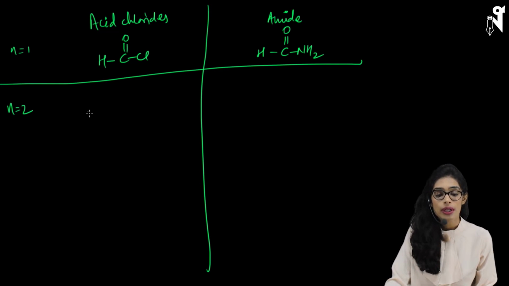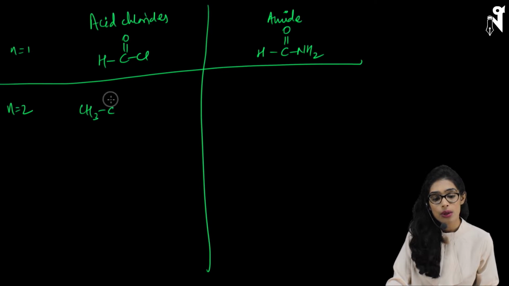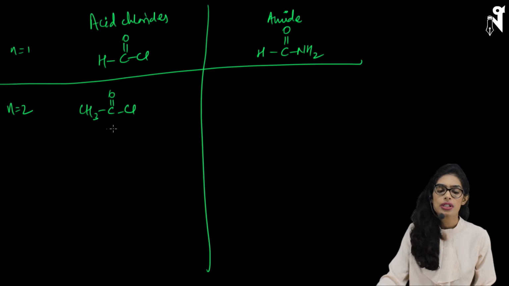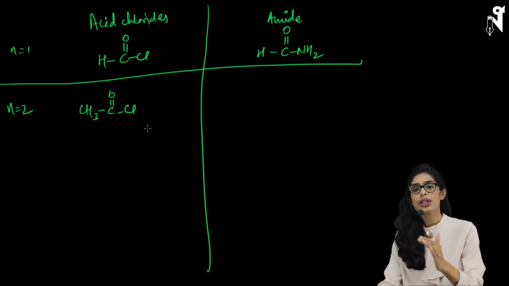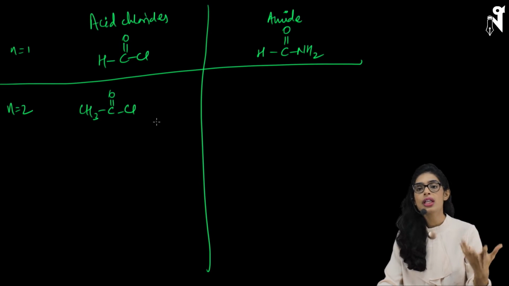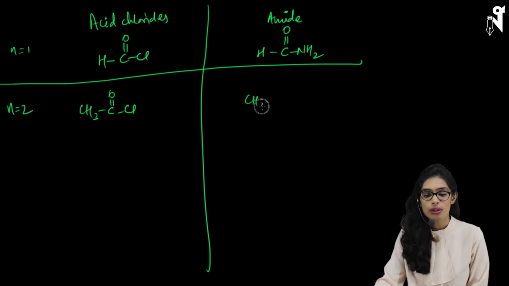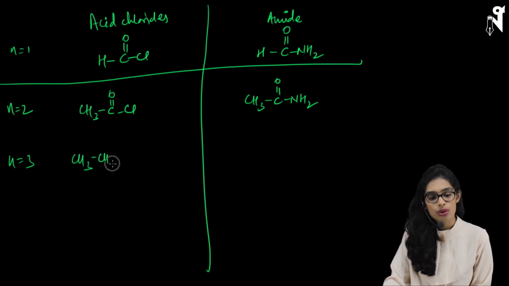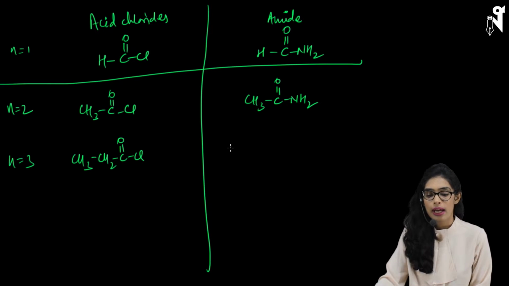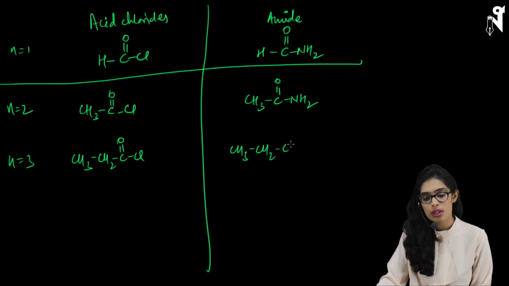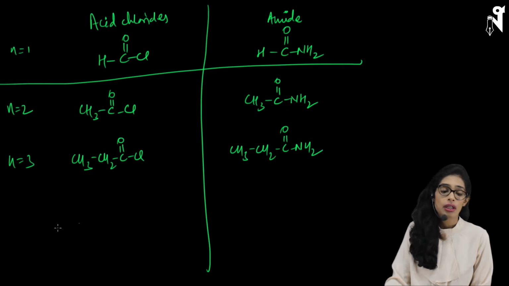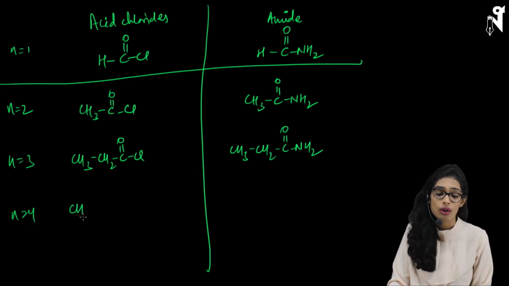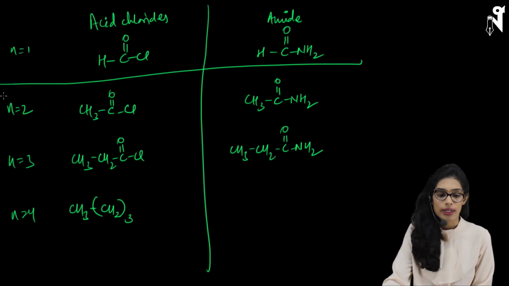N is equal to 2 will be CH3COCl. I hope you are understanding why I have written CH3COCl. First I'll attach it with the carbon, and then the remaining valencies I'll fulfill with hydrogen. So it will be CH3CONH2. Then N is equal to 3, which will be CH3CH2COCl, and then CH3CH2CONH2. N is equal to 4. I don't want to write a lot, so I'll just write CH2 whole twice.